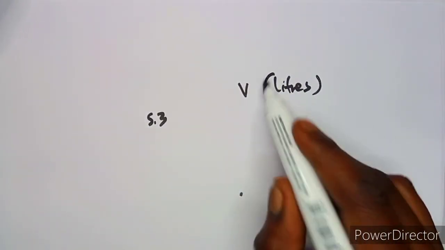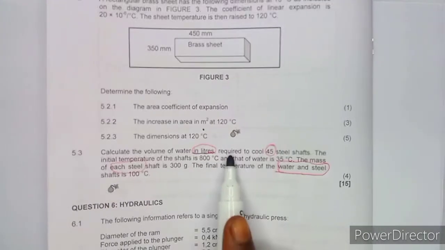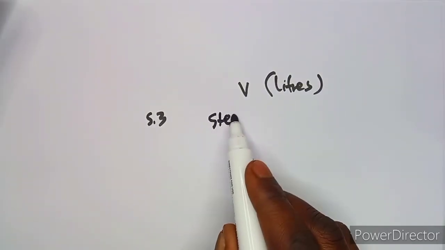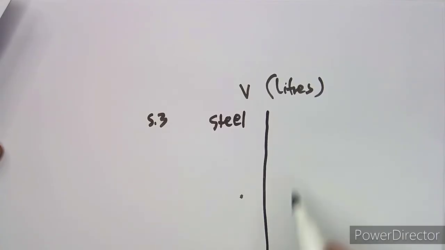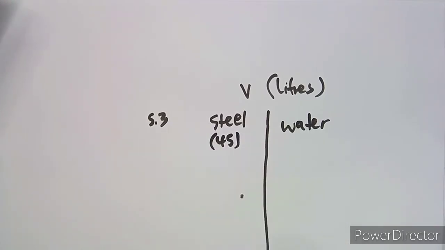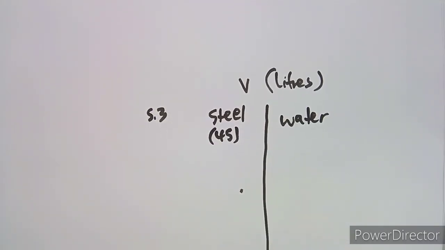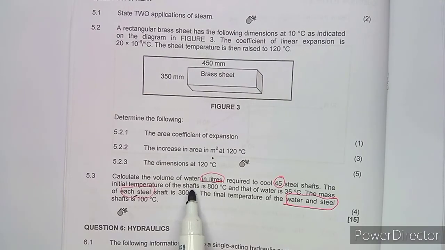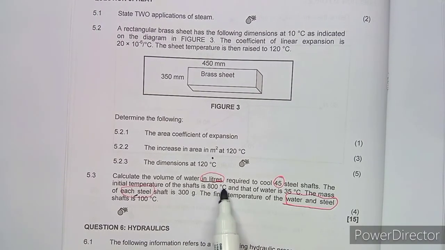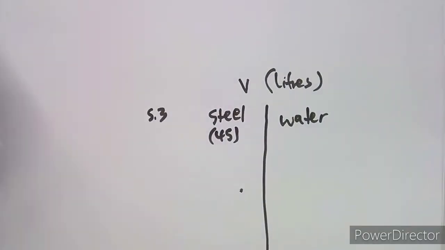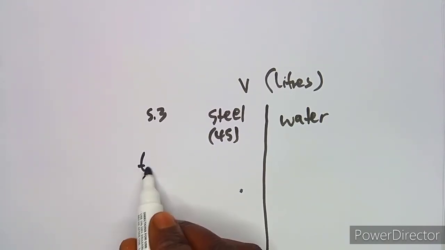We shall talk about this later on, but we are required to cool 45 steel shafts. So we've got steel in this case, and we have got water here. These are 45 steel shafts, 45 in number, all of them. Then what happened? The initial temperature of these steel shafts is 800 degrees Celsius. This is the original temperature of the steel shaft.